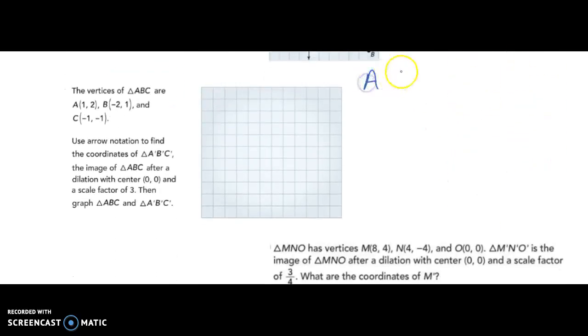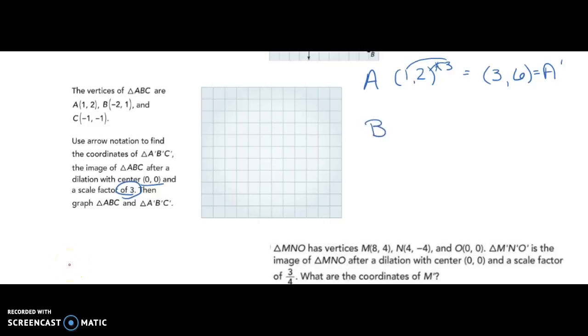Okay. Let's start with A. We have a point of (1, 2), and we are going to have a dilation around the center of (0, 0), which is what we're going to be doing today, with a scale factor of 3. Because I have a scale factor of 3, I'm going to take each of my x and my y and multiply it by 3. When I do that, I'm going to do 1 times 3, which is 3, and 3 times 2, which is 6. So this is going to be A prime.